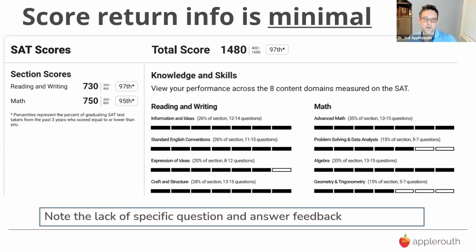That's one of the reasons why at Applerouth, we have our own score reports, which have very rich, robust feedback, which we're going to be using to help prep our kids. And we already are using them to prep our kids. So that's more rich information for us.